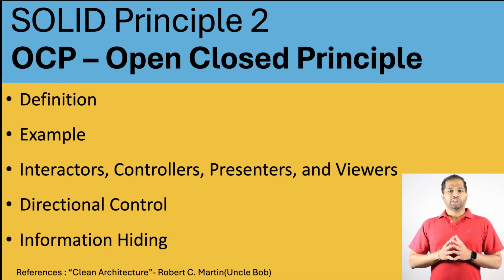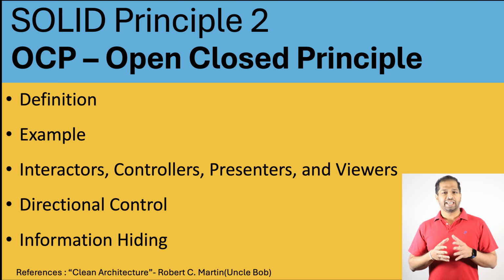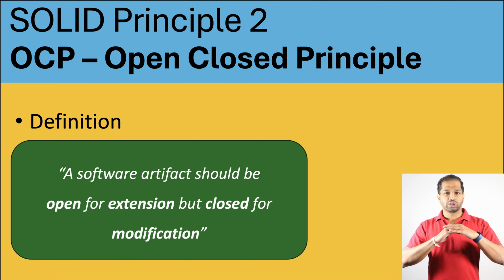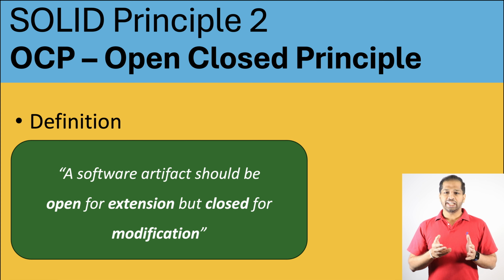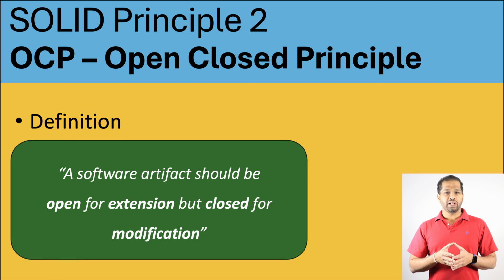Hi, today I would like to talk to you about the second of the SOLID principles, the Open Closed Principle or OCP, and how it shapes the architecture of software systems. The OCP was first introduced by Bertrand Meyer back in 1988. This principle says that a software artifact should be open for extension but closed for modification. In other words, the behavior of a software artifact should be extendable without having to modify that artifact itself.